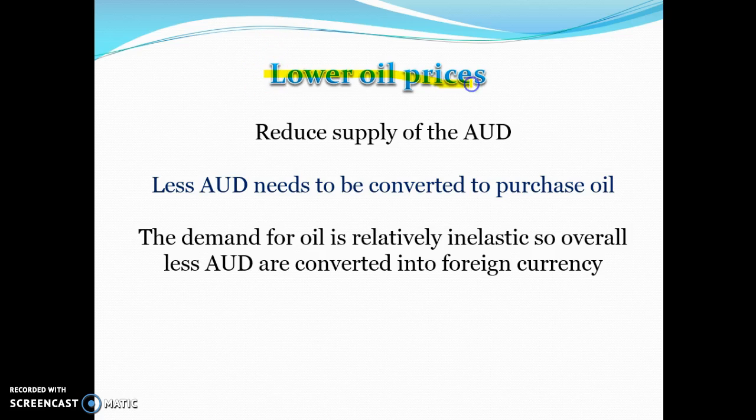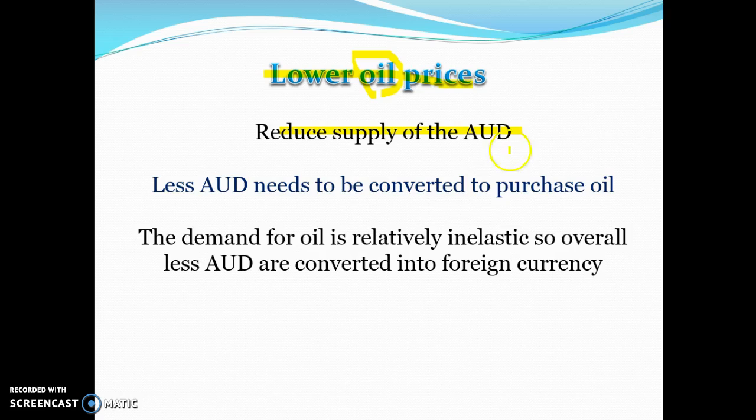So the first one, a really important one, lower oil prices. Unlike lower coal prices or lower iron ore prices, lower oil prices, because we're a net importer of oil, mean that if oil prices are lower, we have to exchange less of our currency to buy oil. So it should lead to a reduced supply of the Australian dollar. It's because fewer Australian dollars need to be converted into the foreign currency to purchase oil.